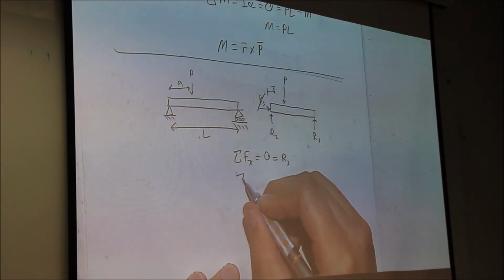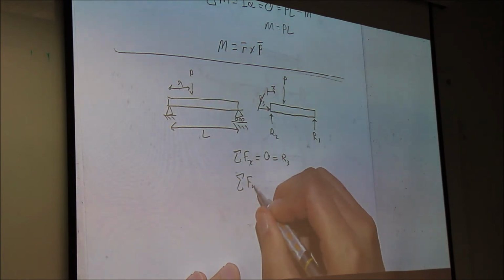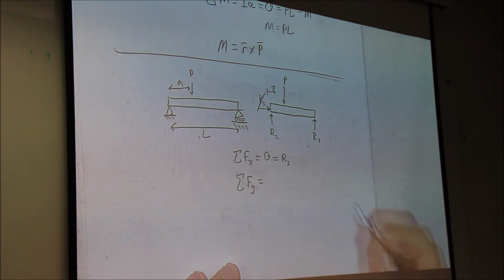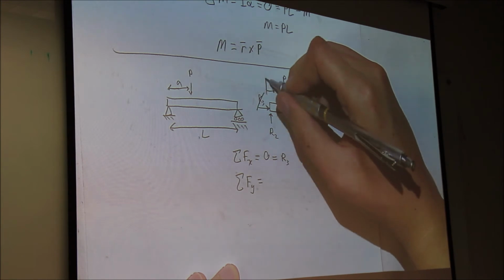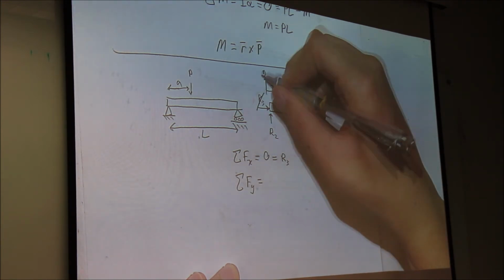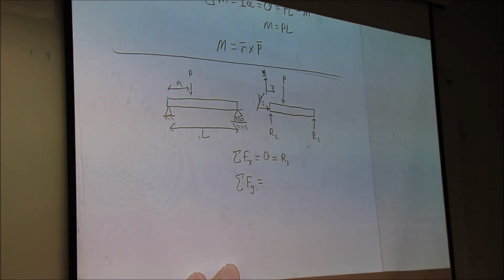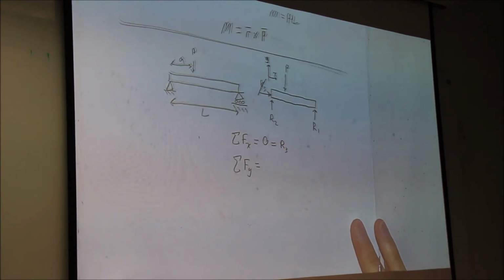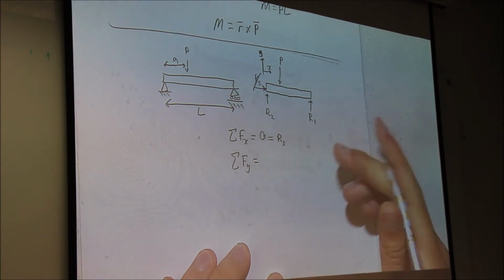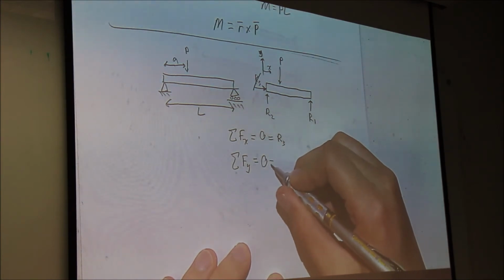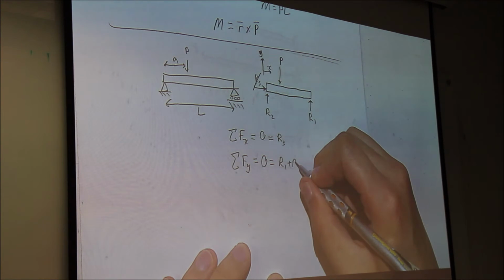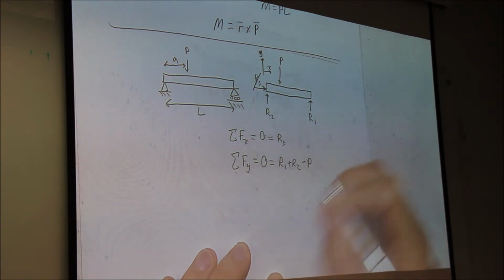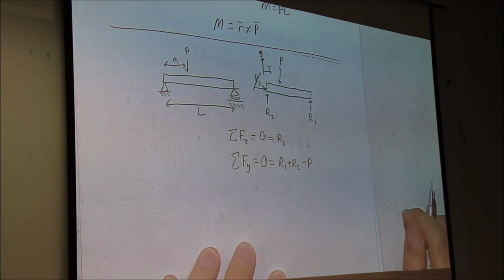Next, let's look at the forces in Y. And for fun, let's make Y positive upwards now. It doesn't matter so much, it just changes the signs of things. So we look here and we see we have 0 equal to R1 plus R2 minus P. Very good.